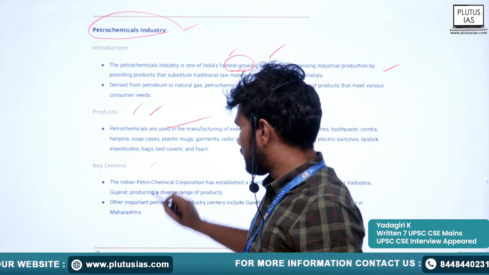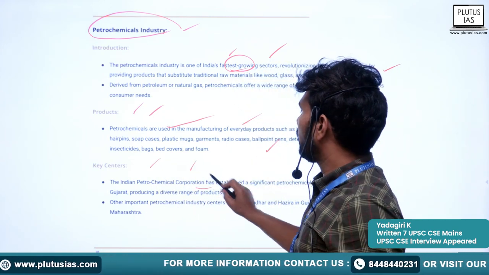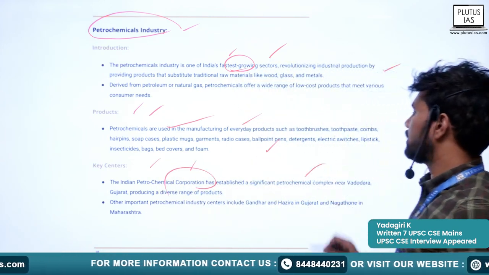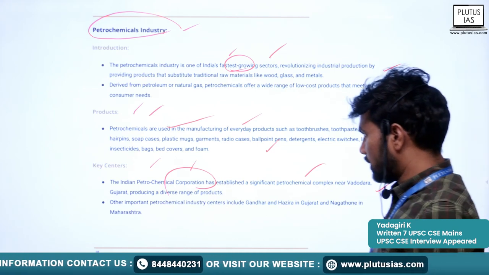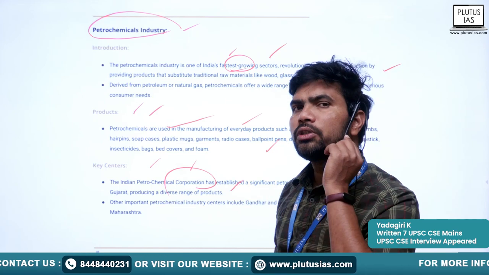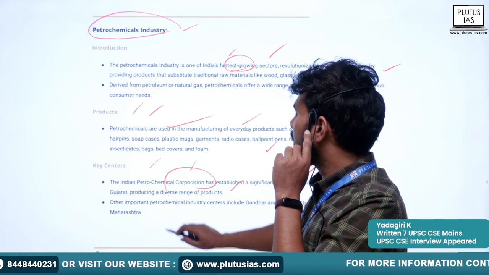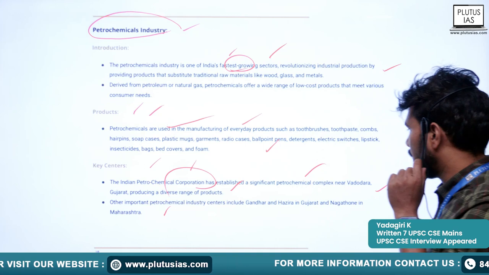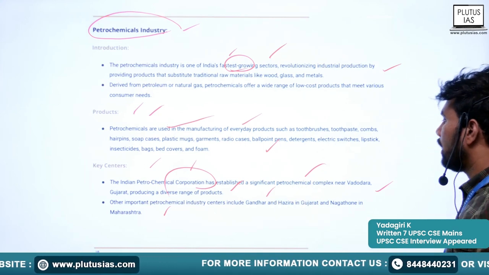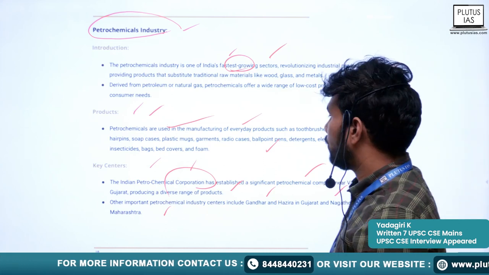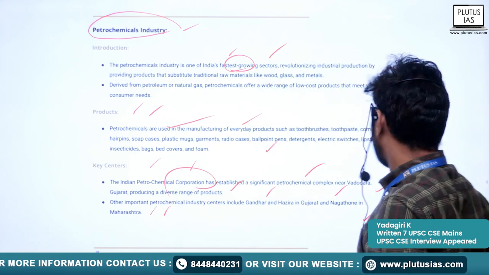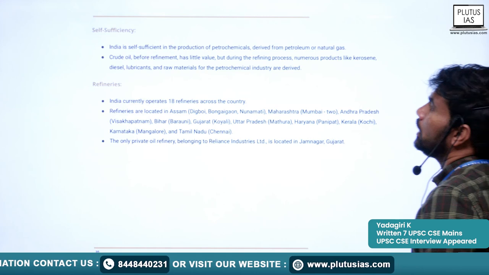Key centers, if you understand, the Indian Petrochemical Corporation has established a significant petrochemical complex near Vadodara, Gujarat. It is producing a diverse range of products. Other important petrochemical industry centers include Gandhar and Hazira in Gujarat and Nagothane in Maharashtra. So these are the important centers.